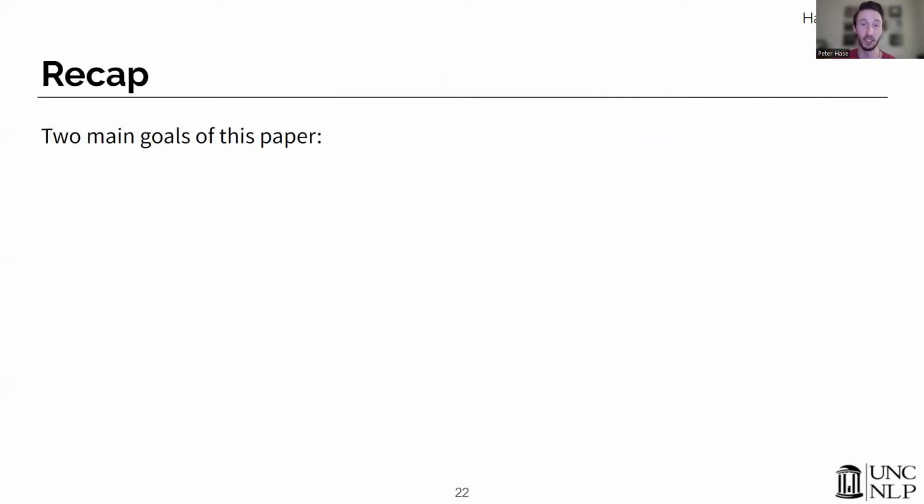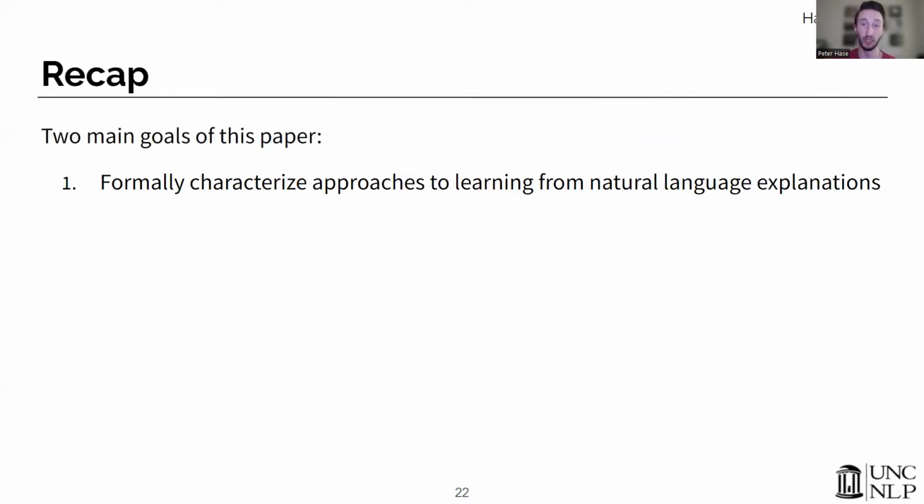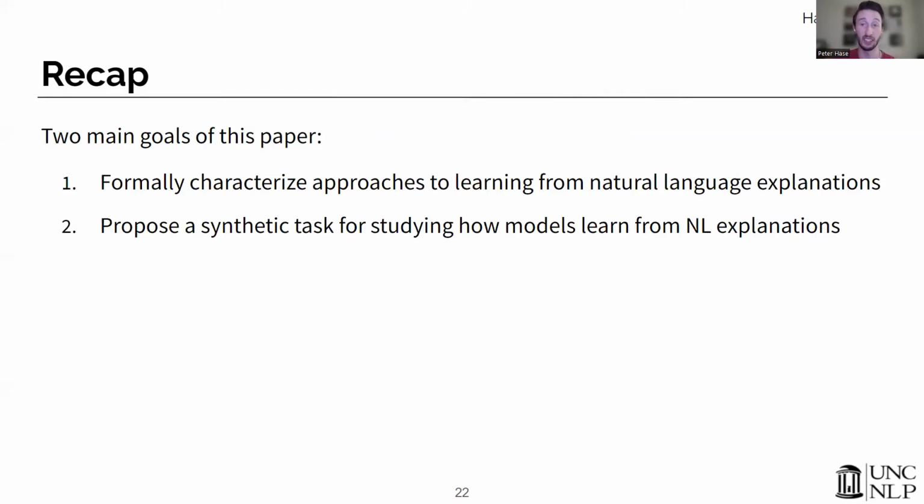To recap, in this paper, we wanted to formally characterize approaches to learning from natural language explanations, which we do by discussing graphical models for existing approaches. And we wanted to provide a good testing ground for methods for learning from explanations, which we do by presenting a synthetic task, which is solvable with explanations, but very difficult without them.